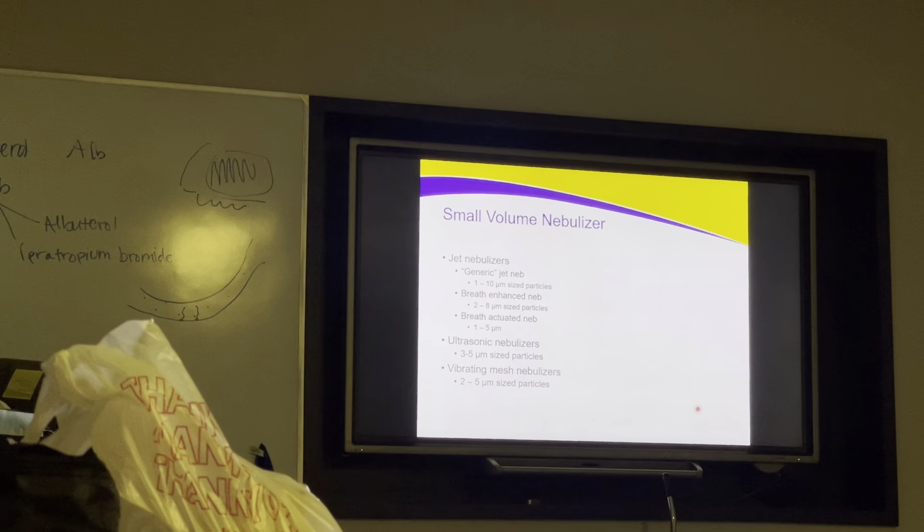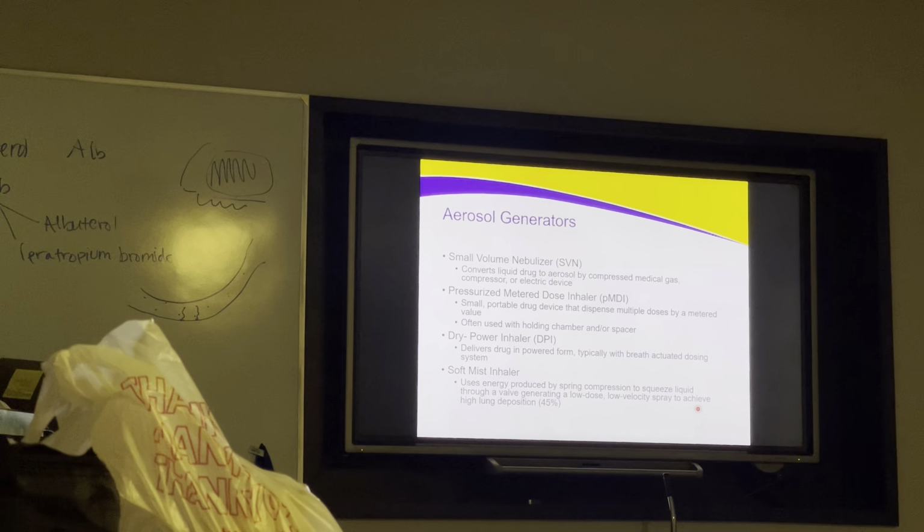We also have small volume nebulizers that come in different types. We have generic nebs, or jet nebulizers, that come in several different types: a generic one, a breath enhanced one, and a breath actuated one. So even just saying, I need a nebulizer, could bring you a variety of things. And we have ultrasonic nebs, which we talked a little bit about in our previous unit, and then vibrating mesh nebulizers, which are new. These four are all handheld devices. They all have one, maybe two, very few have three medications in them, but they're single patient use and they're all handheld.